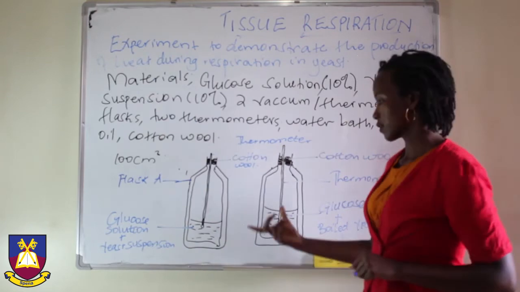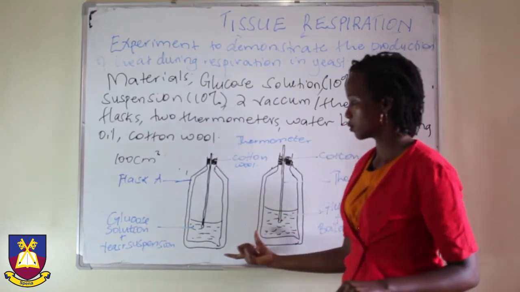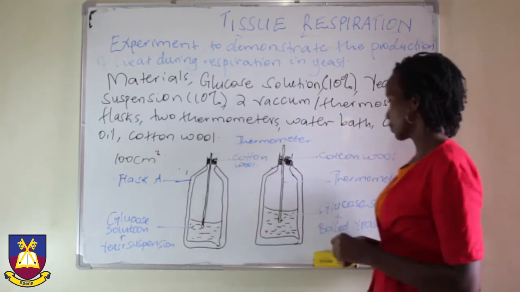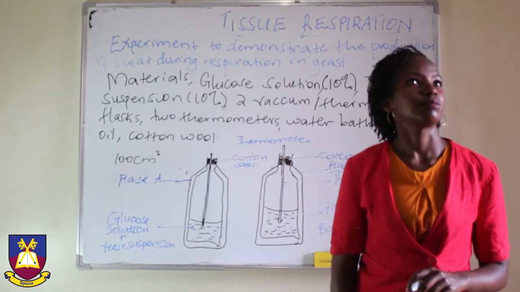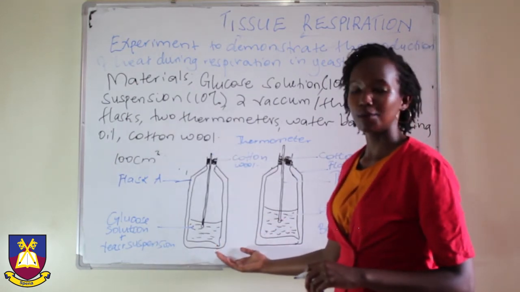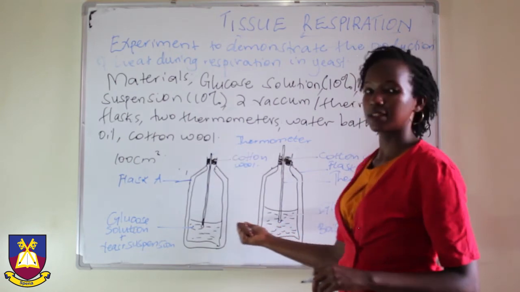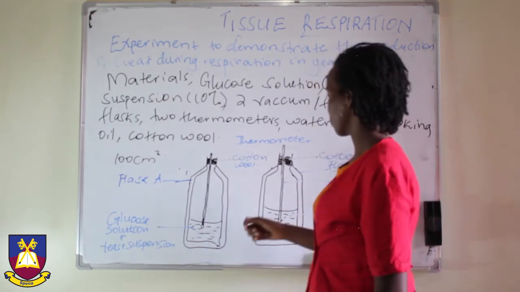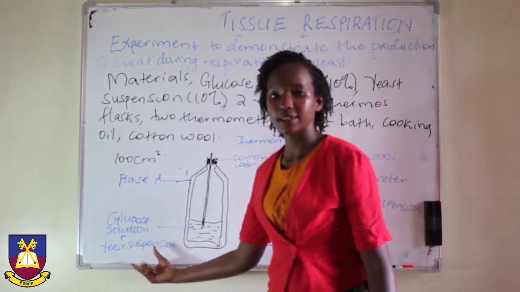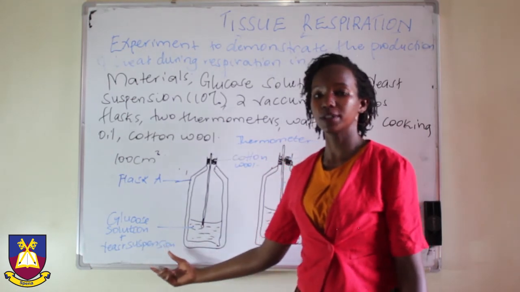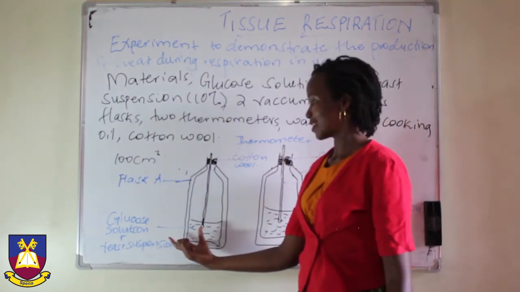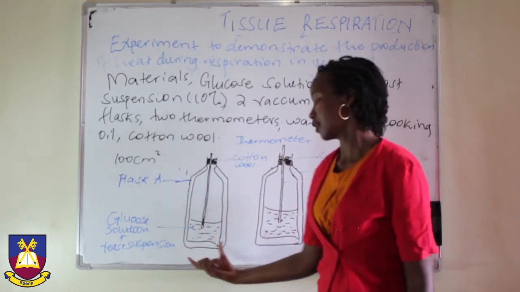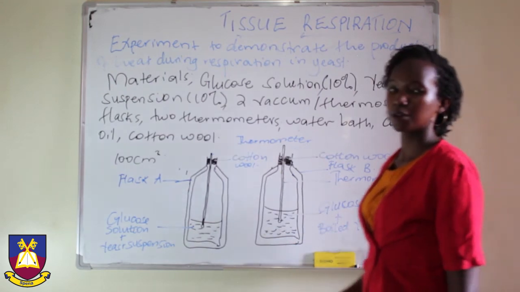So we'll let this experiment stand for a day or two while we are taking keen note of any changes in the readings of the thermometer. This is our flask B. After some 24 hours or more, we take readings from the thermometers, and we keep reading at intervals of time. We notice that where there was a yeast suspension that was not boiled, there was an increase in the temperature of this mixture here, whereas where there was boiled yeast, there was no increase in temperature.